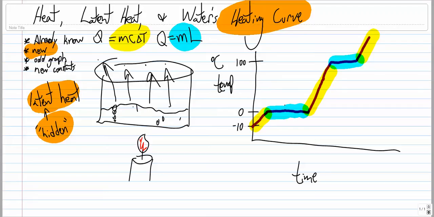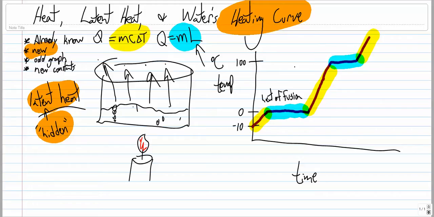Where the graph is flat, the temperature's not changing, and this is called the latent heat. We already talked about that. Down here where we're talking about melting and freezing, the constant L is called the heat of fusion. Fusion is just a fancy word for freezing. Think about molecules of water fusing together to make ice. So that's why they call this heat of fusion.